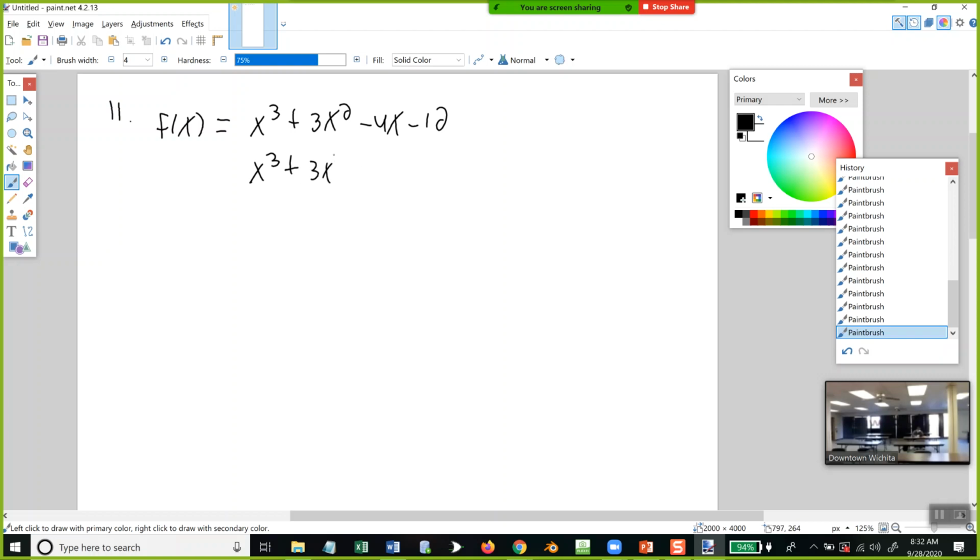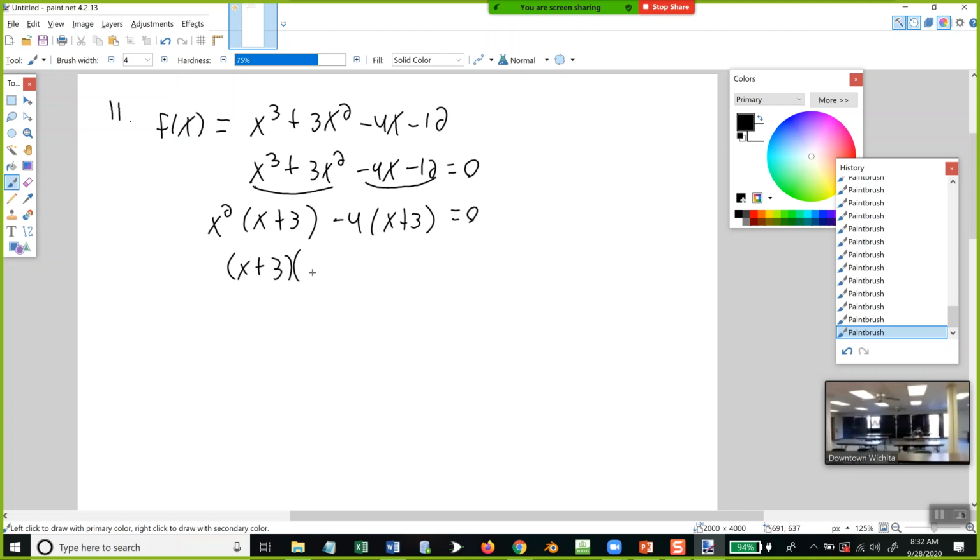So, let's set equal to 0. And then solve this. Well, this factors by grouping, because we have 4 terms. Group first 2 terms together, group last 2 terms together. These have an x squared in common, leaves me x plus 3. These have a negative 4 in common, that leaves me x plus 3. They both have an x plus 3, so I factor that out. And that leaves us x squared minus 4.